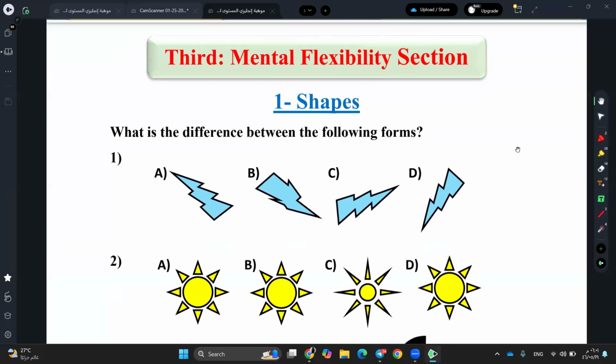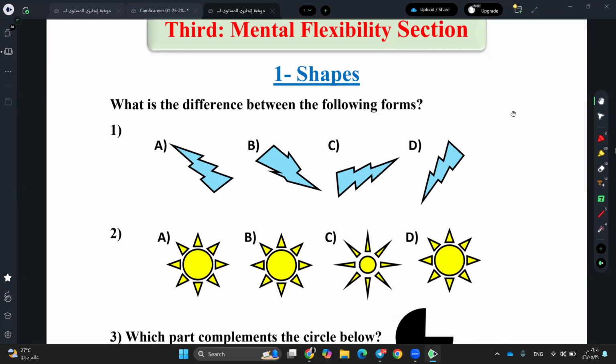Here are some shapes. Either it wants you to know what's the difference, or what is the missing shape, or what is the similarity, okay? Okay, this is going to be easy for you. So yeah, raise your hand so I can make you answer with me.